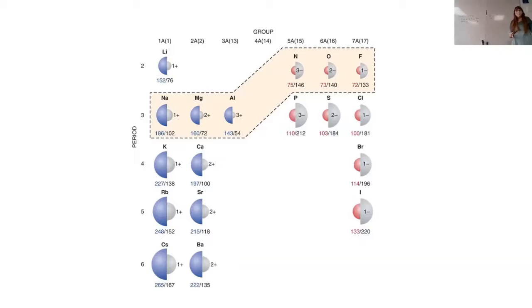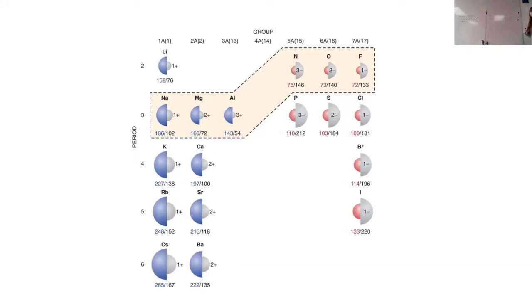When I add 2 more electrons, it just about doubles in size. It becomes 140. Fluorine, a little bit smaller than oxygen, starts out at 72. And it jumps to 133.